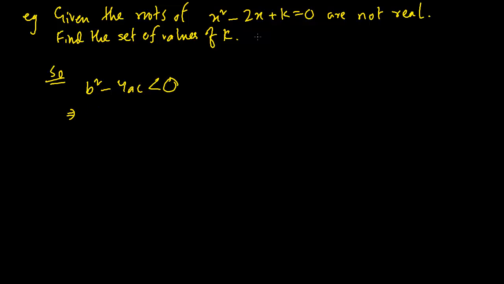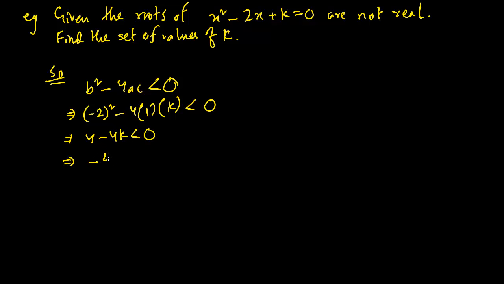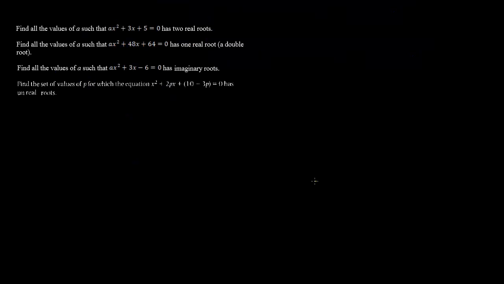So this is given, so we can plug in the values. So b is minus 2, b squared minus 4, a is 1, and c is k, so less than 0. We can write 4 minus 4k less than 0. Now all we have to do is solve this linear inequality. So we can write minus 4k less than minus 4. Therefore, if we divide by minus 4, the inequality would be reversed, as you know the rule of linear inequality. So this would cancel off and it would become 1. So k is greater than 1. So the set of values of k would be k is greater than 1.